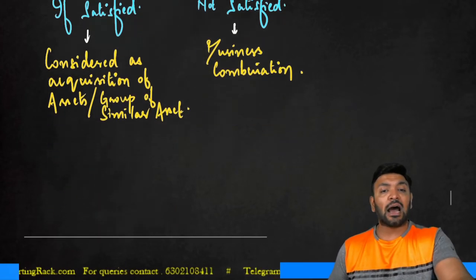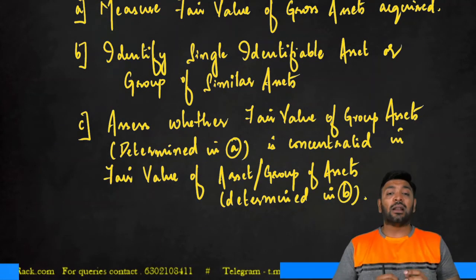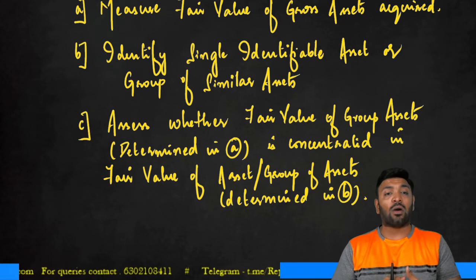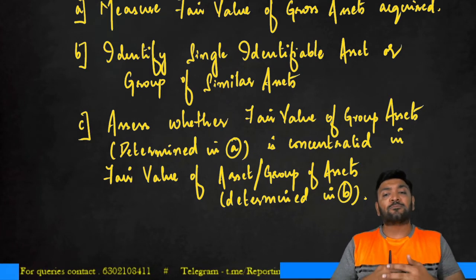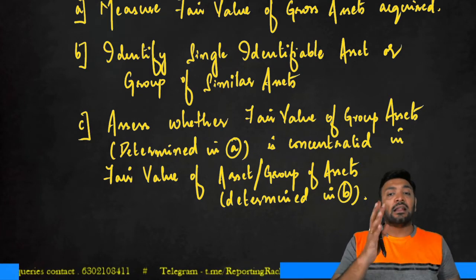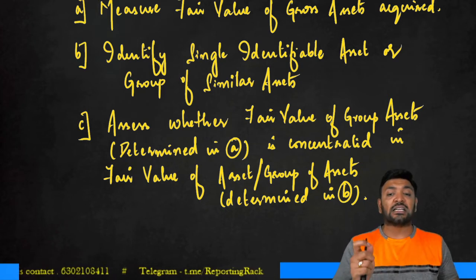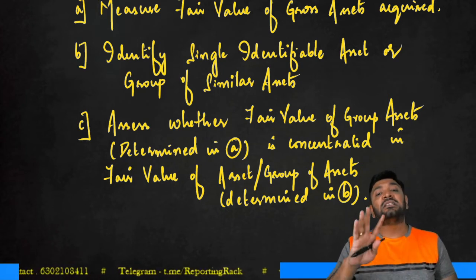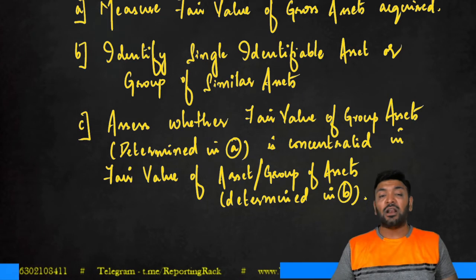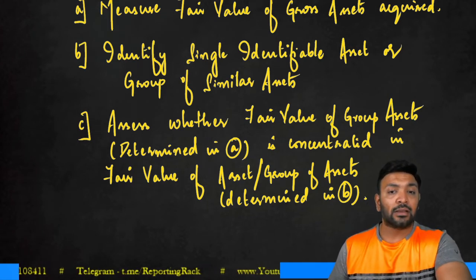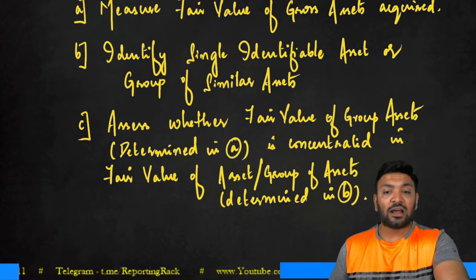Clear? If your answer to part C is no, that means the fair value of the group assets identified in part A are substantially not concentrated in the fair value of the asset or group of assets acquired in part B, then you can consider it as a business combination as per Ind AS 103. Clear? Any doubt so far that you got?